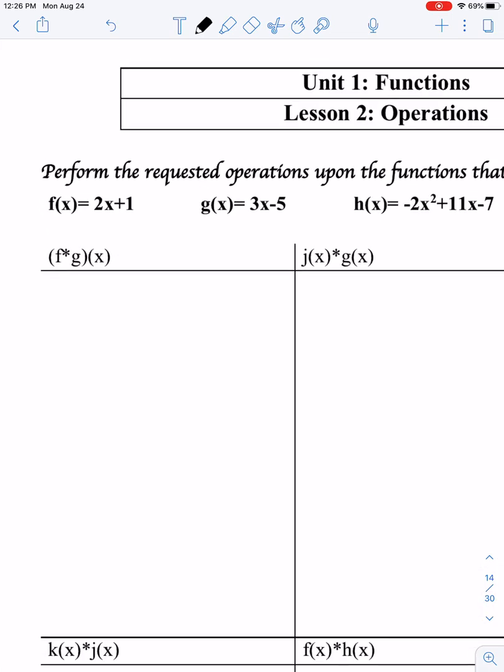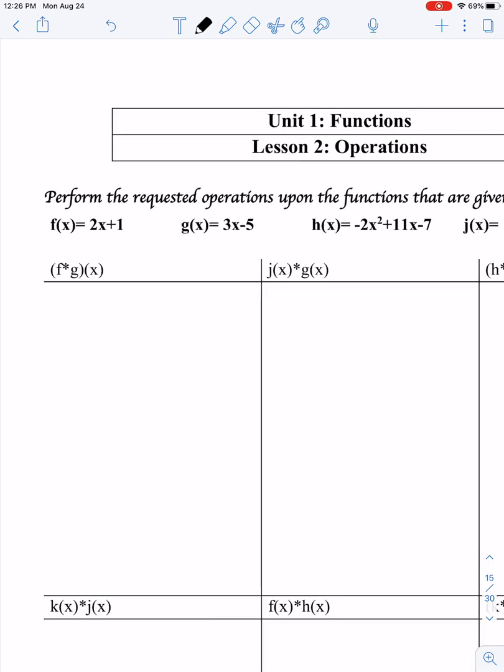Again, I'll start with the first one. If you see I have f times g of x, so I'm going to rewrite this as f of x times g of x, and then I want to plug in the function for f of x. So 2x plus 1 times g of x, which was 3x minus 5.